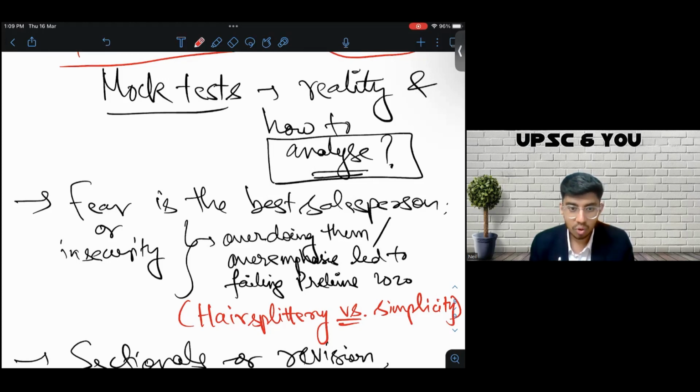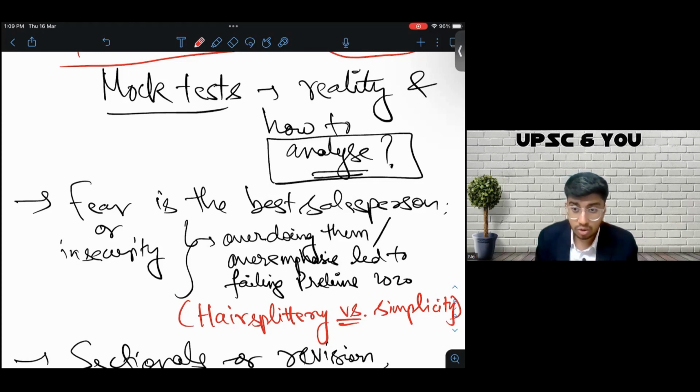overdoing mocks and overemphasizing them. Performing well in mocks became an end in itself. And I was performing well in most of the mocks I was enrolled in. And yet I ended up failing prelims 2020 because I got most of the easy questions incorrect, questions in which you have to apply logic and common sense.